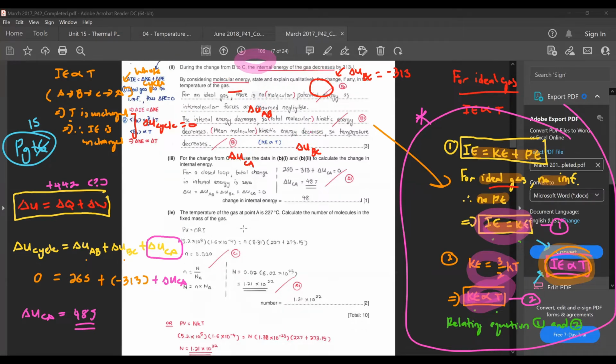Okay. They tell you right now that the temperature of the gas at point A is 227 degrees centigrade. Calculate the number of molecules in a fixed mass of gas. So this one you can actually just use PV equals to nRT. You know the pressure at A is 5.2 times 10 power 5. The volume is 1.6 times 10 power minus 4 meter cube. The molar gas constant is 8.31. And then your temperature is in degrees centigrade. You just need to change it to Kelvin by plusing 273.15 Kelvin.